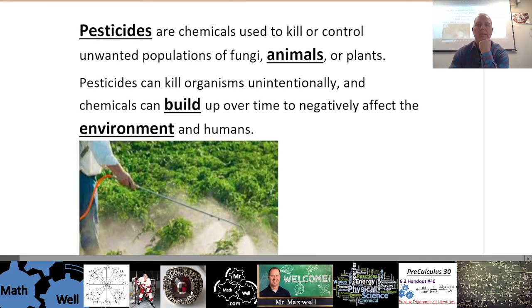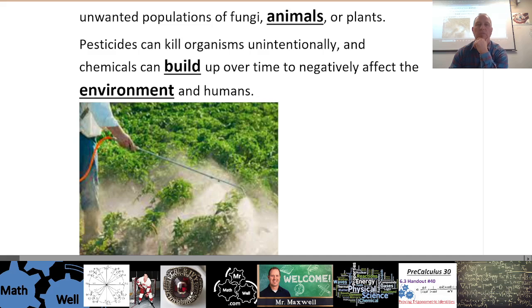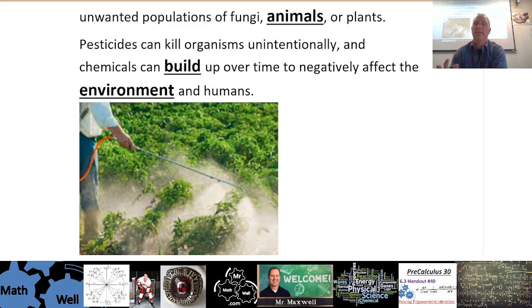Pesticides. Pesticides are chemicals used to kill or control unwanted populations of fungi, animals, or plants. So anything that's a pest. Could be creepy things, could be weeds. Now there's specific pesticides like fungicides, things like that that are a little more targeted. Pesticides can kill organisms unintentionally though, and chemicals from these pesticides can build up over time to negatively affect the environment and us humans as well when we eat things that have these chemicals on them.